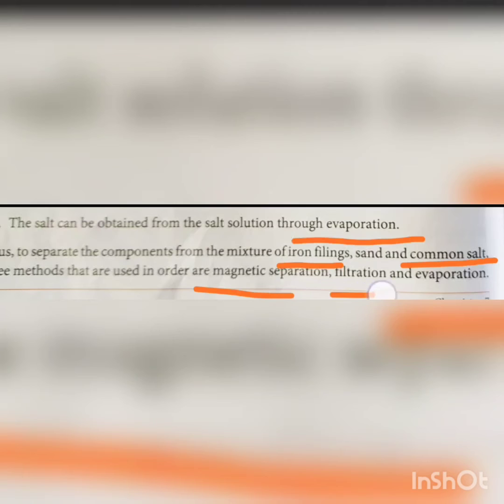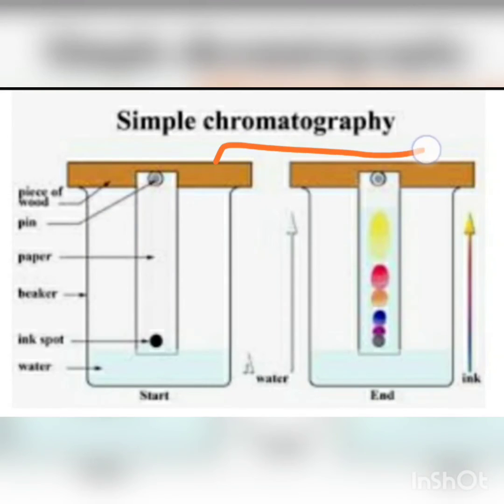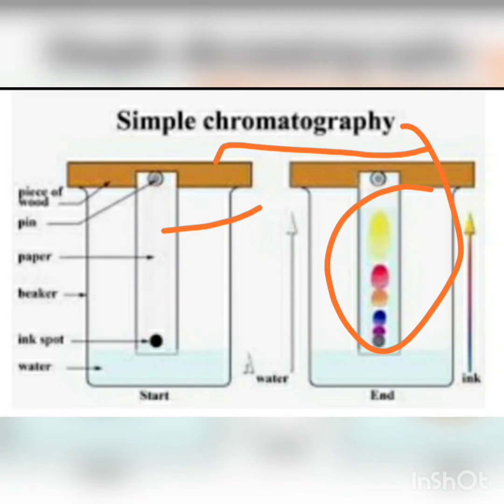Chromatography is one of the methods used to separate the colored components of a mixture. This method is based on the difference in the rate of adsorption of different components on the surface of the adsorbent. In this method, there is a stationary phase and a mobile phase. The mixture is dissolved in a fluid or a solvent called the mobile phase, which carries the components of the mixture with it through the stationary phase. It is the adsorbent.